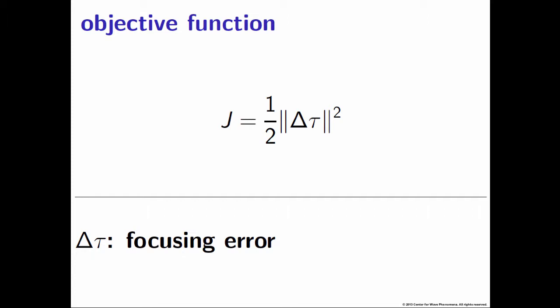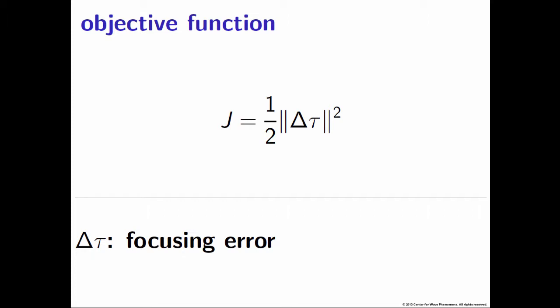For those of you who are familiar with velocity model building, you may realize that this objective function is the same as the one used by wave equation travel time inversion. So you may wonder, are these two methods the same because they have the same objective function? Well, in both methods, delta tau measures travel time error.